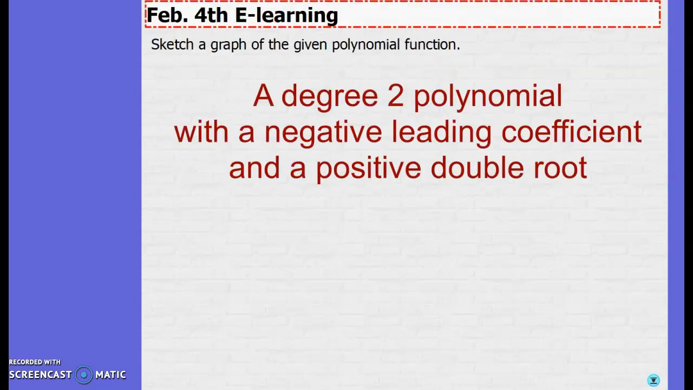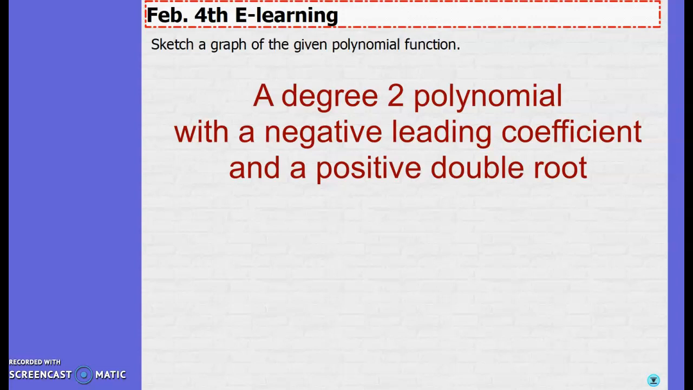I'm going to give you a scenario like we've been doing in class on that whiteboard website. The same idea. I'm going to give you a scenario and you are going to graph that function. So for example, if I'm asking for a degree 2 polynomial function with a negative leading coefficient and a positive double root. So a lot of vocabulary to unpack there, right?